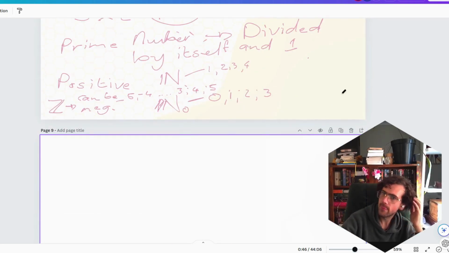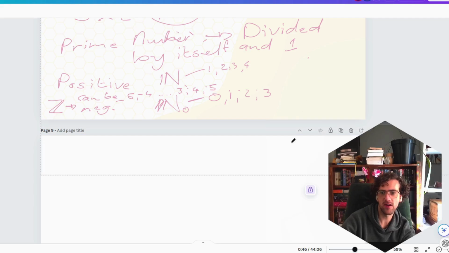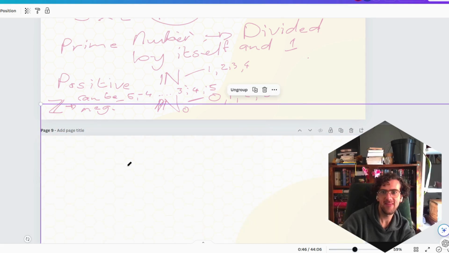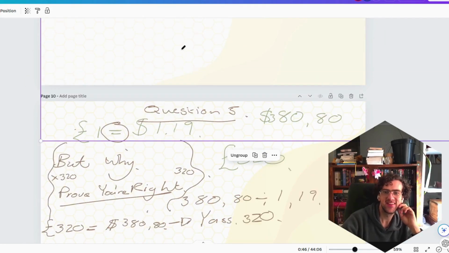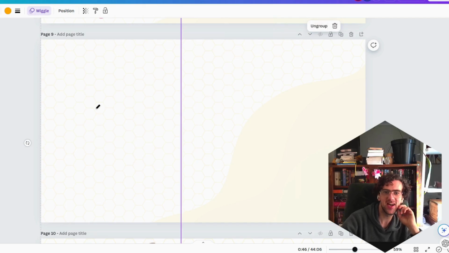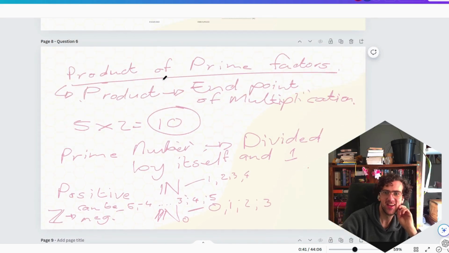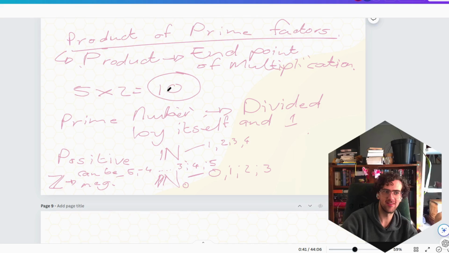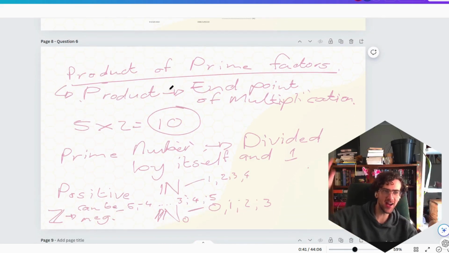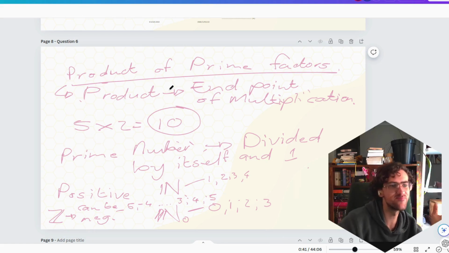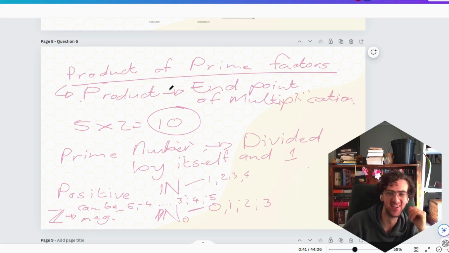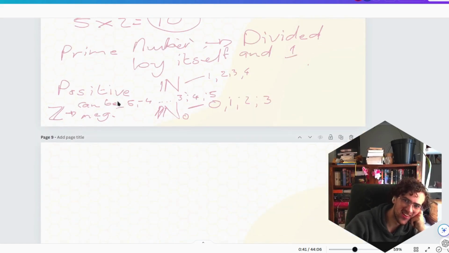Factors. Let me just quickly get my background here because I really dig this background. Do you like my background that I made? Yes. It's supposed to be like honey dripping. Doesn't honey drip? It's like honey flowing out of a honey thing. I don't know.